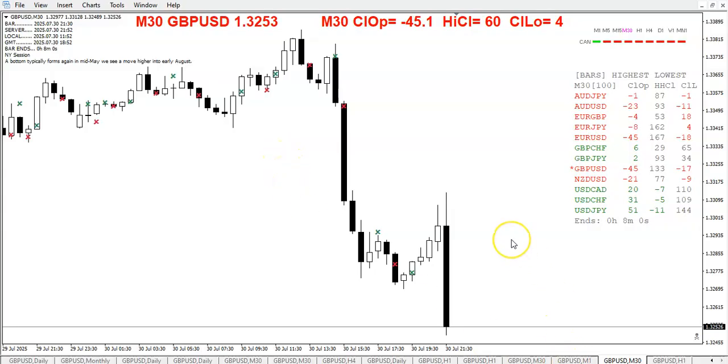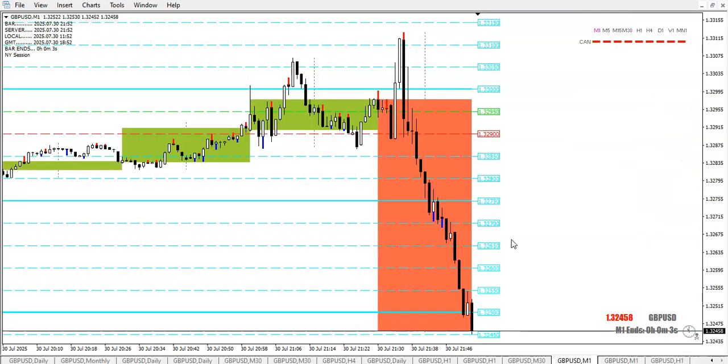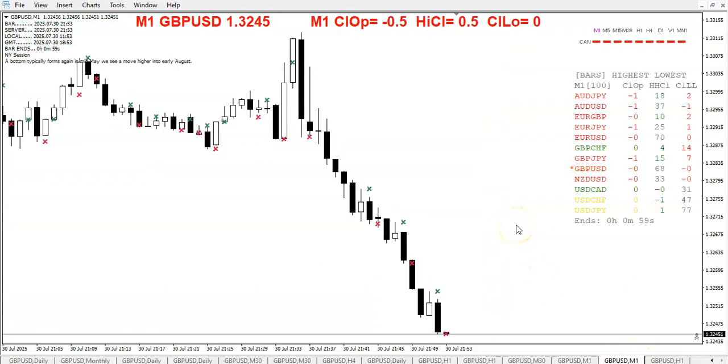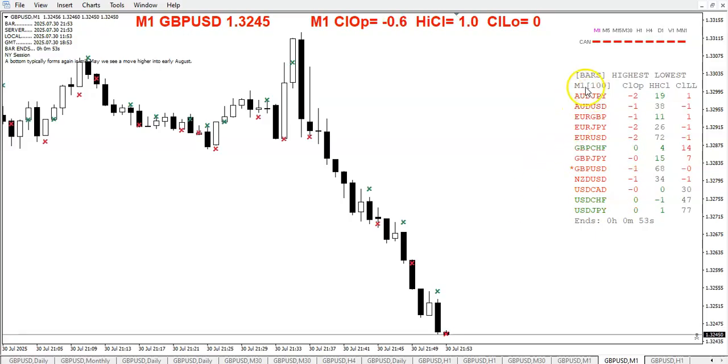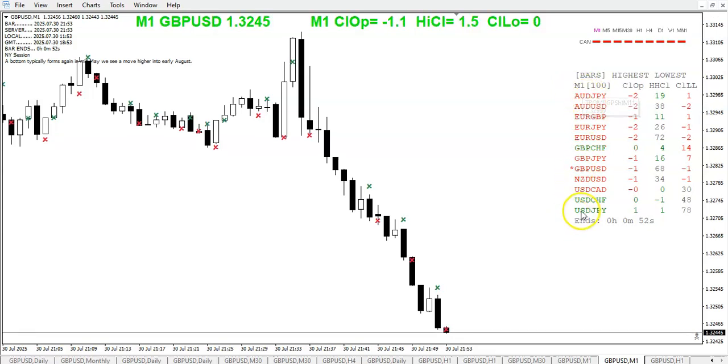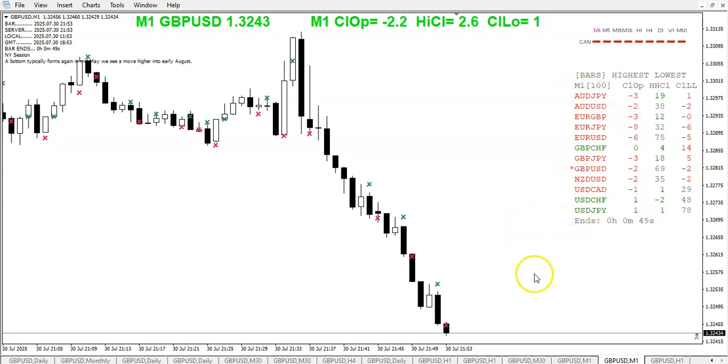What's really interesting, though, is this is my i5 computer. When I run it on my i7 computer, which I'm testing out to see if I can start doing some live streams, that thing is just lightning fast. And probably one of the reasons it took so long is it had to load up all the M1 bars for all these pairs here.